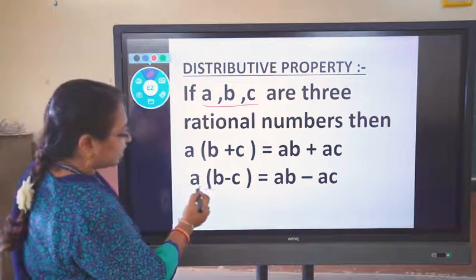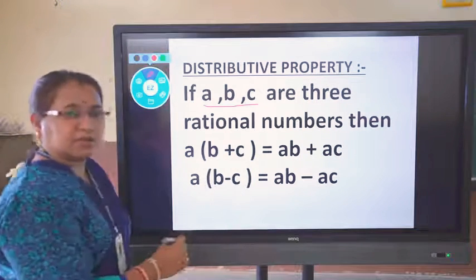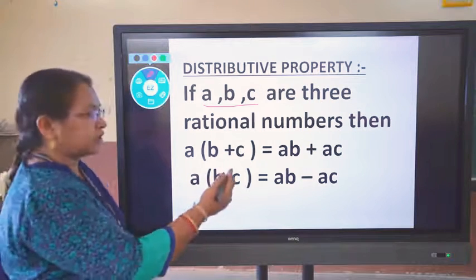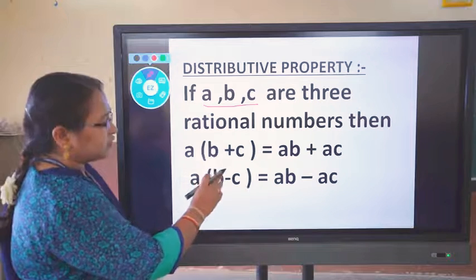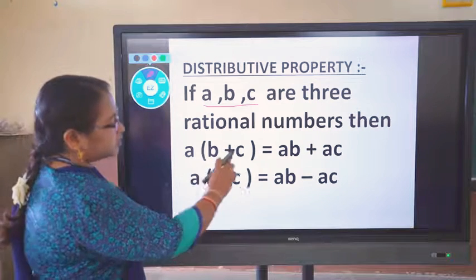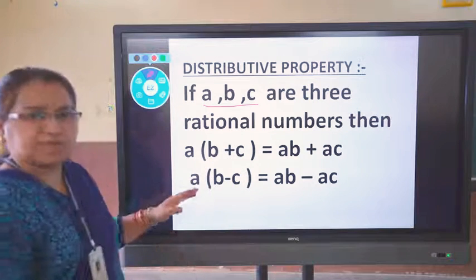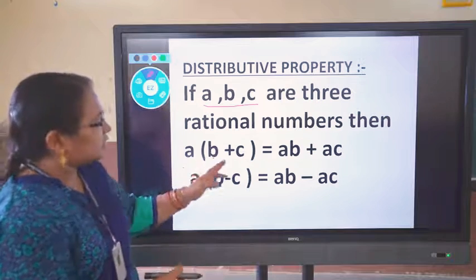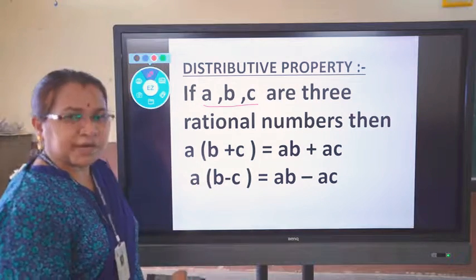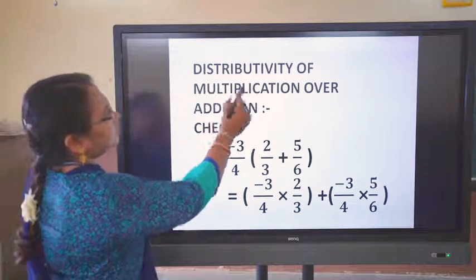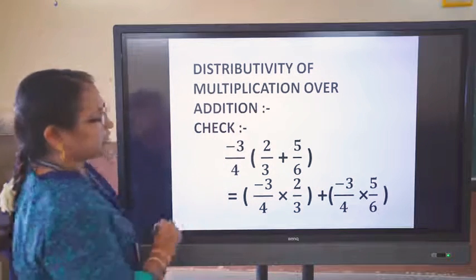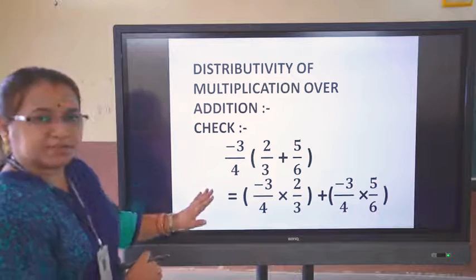And when it is written A multiplied by B minus C, it is called the distributive property of multiplication over subtraction. Now we will see one example of whether the first property is satisfied or not, whether we are getting the left hand side equal to the right hand side or not. So our first one, distributivity of multiplication over addition. Here we will take one example.